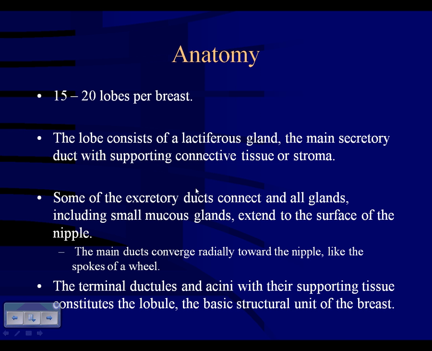Now, every breast, no matter its size, has a standard anatomic appearance, and it's composed of 15 to 20 lobes. Each lobe consists of a lactiferous gland, kind of like a trunk of a tree, okay, that's connecting to other trees, so to speak. So each lobe consists of a larger lactiferous gland, which is kind of like the largest excretory duct that excretes its material directly into the nipple, right? So each lactiferous gland opens onto the nipple.